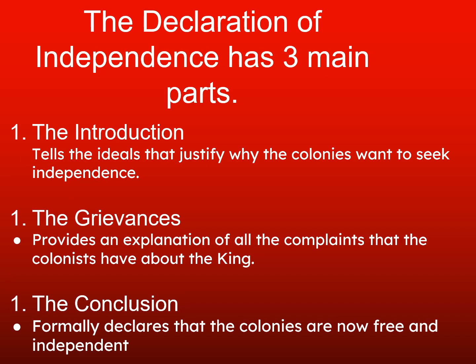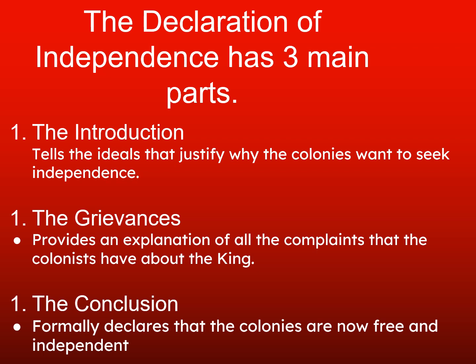It has an introduction, which tells the ideals that justify why the colonies want to seek independence. So it's just telling them why they want independence. The second part is called the grievances. It provides an explanation of all the complaints that the colonists have about King George. I don't remember the exact number. I want to say 17. There's a number 7 in there for some reason. But it was a very long list of complaints that they had against King George and even Parliament.